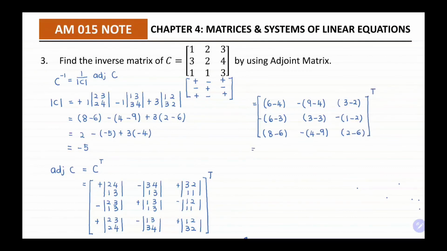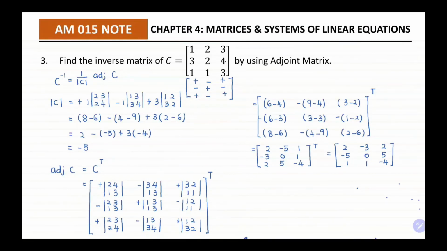Then we solve again, we get 2, negative 5, 1, negative 3, 0, 1, 2, 5, negative 4. Okay, then we transpose the answer. So we get from row to column, or column to row, mana-mana pun boleh. Okay, so 2, negative 5, 1. Negative 3, 0, 1. 2, 5, negative 4. So this one is the answer for cofactor transpose. This one is the answer for adjoint C.